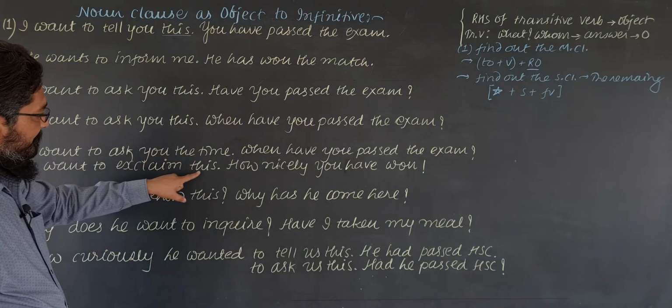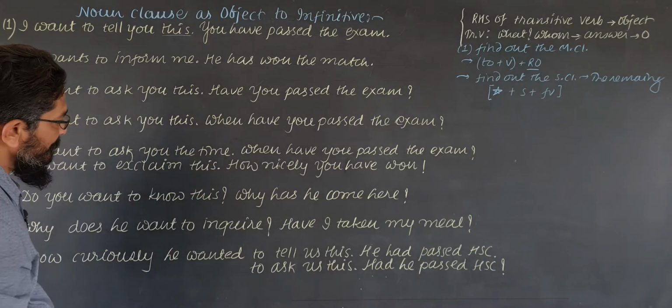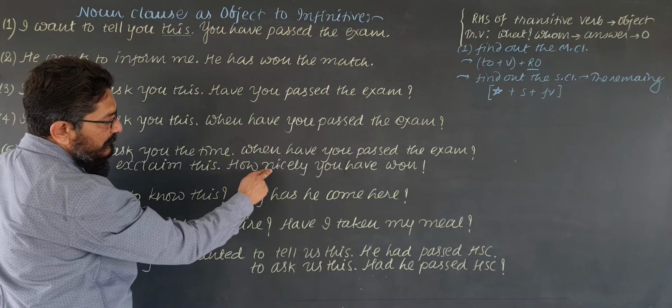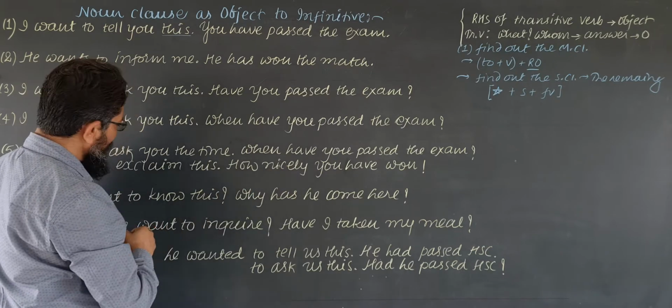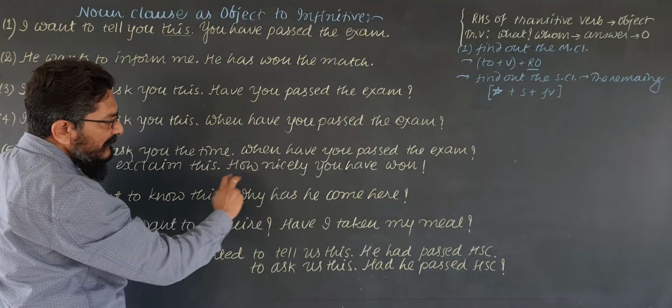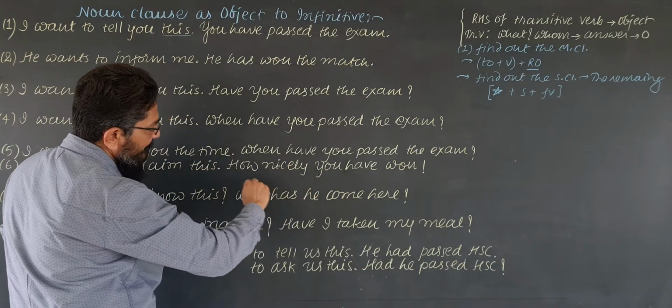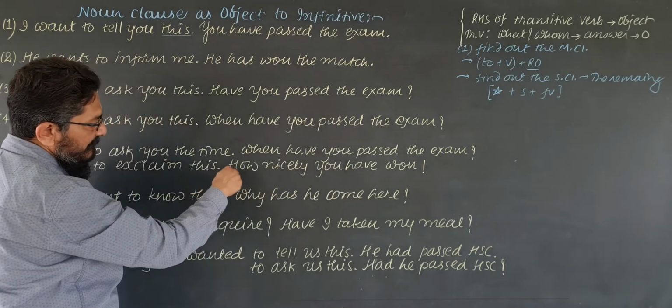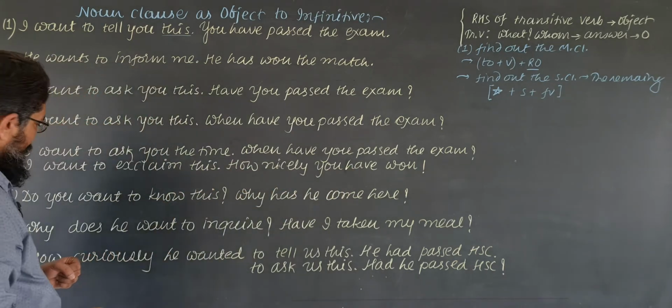I want to exclaim this. How nicely you have won. This will be removed. It will be that. Now, how nicely you have won. It is exclamatory sentence. I want to exclaim that, and you have to write it in a form of a clause, that you have won nicely, right? This how will be removed.